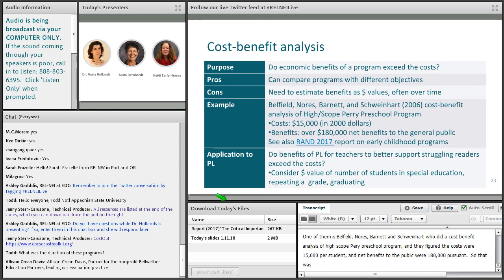There have also been a number of studies reported in the RAND 2017 report on early childhood programs. It came out just, I think, in December. So you could take a look at that if you're interested in more examples.